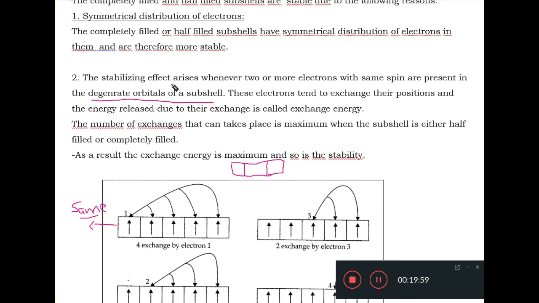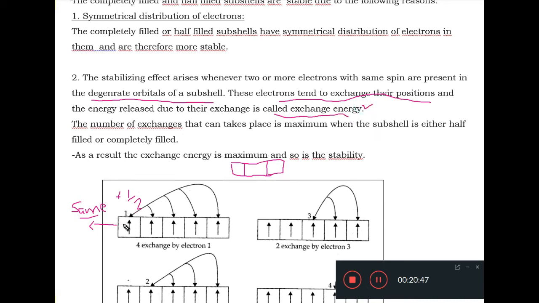So the stabilizing effect arises whenever two or more electrons with the same spin, we can say their spin is plus half, are present in the degenerate orbitals of a subshell. Here you can see all the electrons have same spin in the degenerate orbitals, that's why they are stable. These degenerate orbital electrons have a tendency to exchange their positions, and during this exchange energy is released. This energy due to their exchange is called exchange energy.